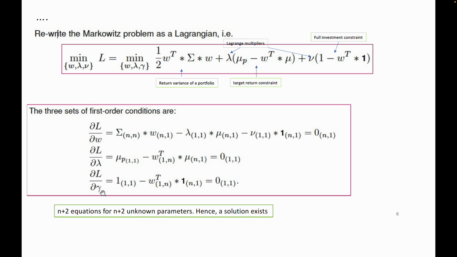And that is a typo in LaTeX. Sorry, it should be nu. This gamma here is nu. Didn't realize that before. And we also set that condition to 0.